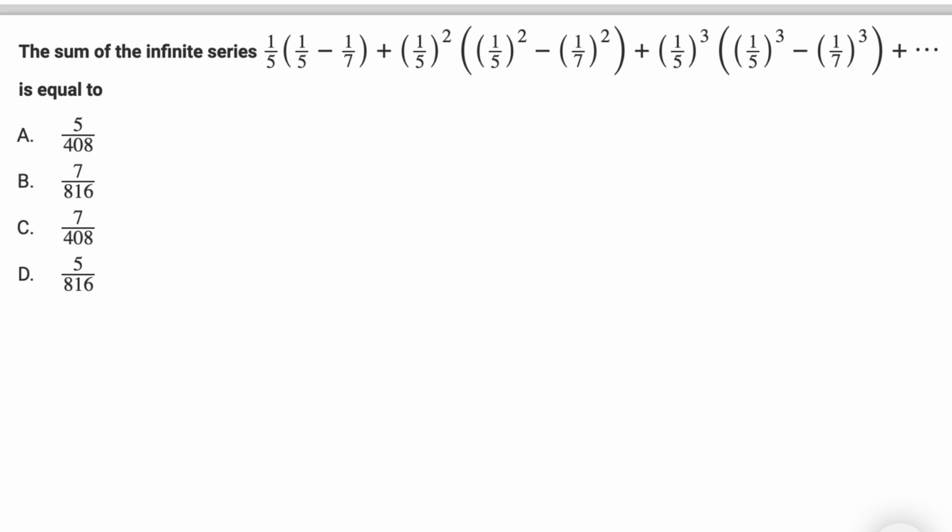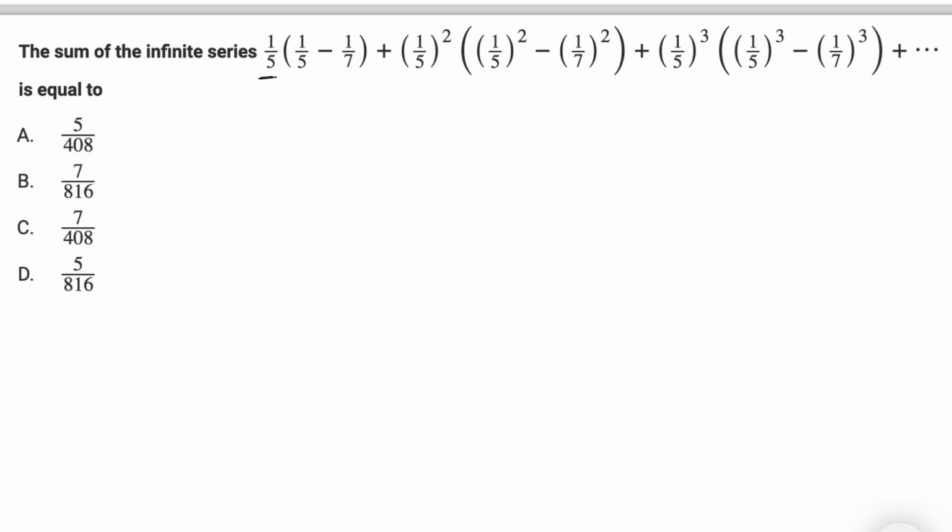Alright, so this is our next question from CAT 24, the second slot. It says sum of the infinite terms 1/5 (1/5 − 1/7) + 1/5² (1/5² − 1/7²) + 1/5³ (1/5³ − 1/7³) and so on is equal to. So let's look at the conventional method first.